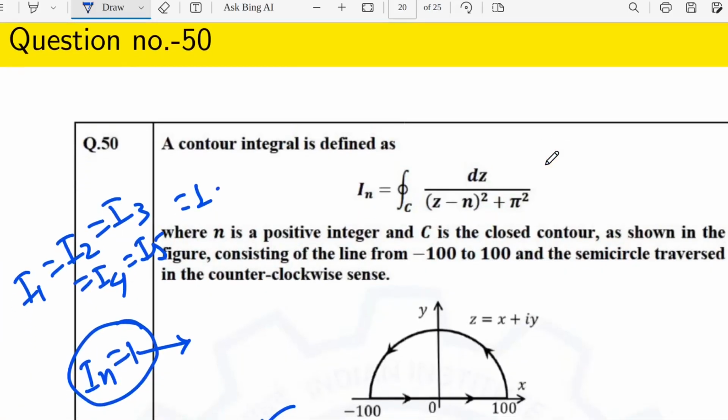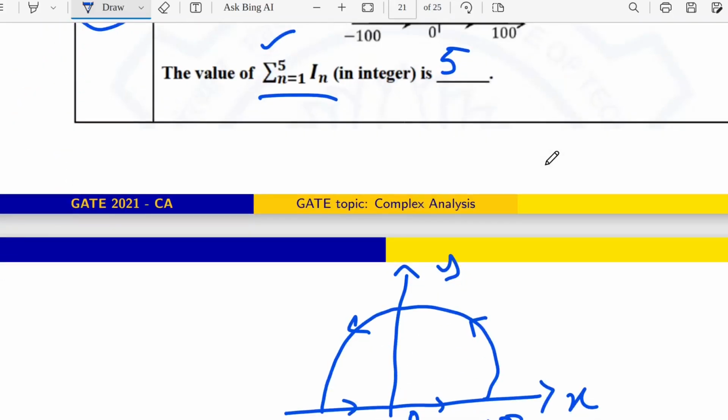A contour integral is defined as I equals the closed integration over C of dz divided by (z minus n) whole squared plus i squared, where n is a positive integer and C is the closed contour as shown in the figure, consisting of the line from minus 100 to 100 and the semicircle traversing the counterclockwise sense. The value of the summation of I over n equals 1 to 5 is which value?